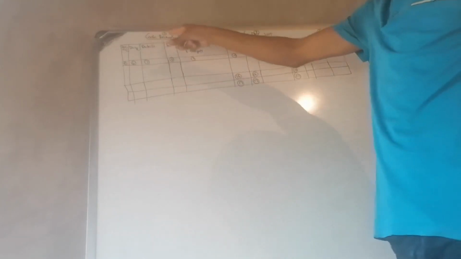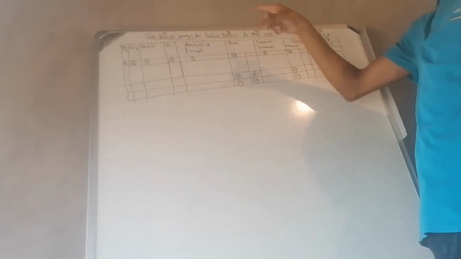Right. So let us just have a quick revision of this. The first important thing is the heading. This is a cash receipt journal for Perfect Purchase for December 2015.